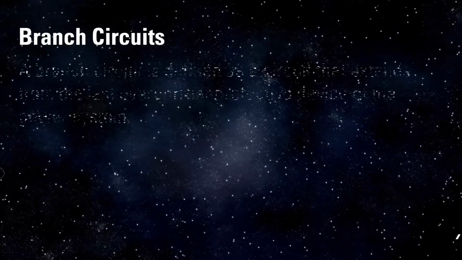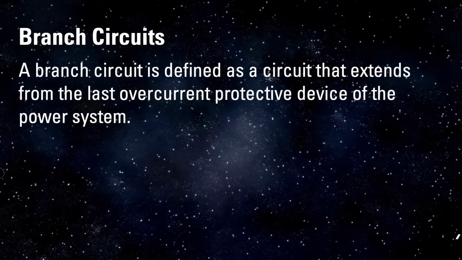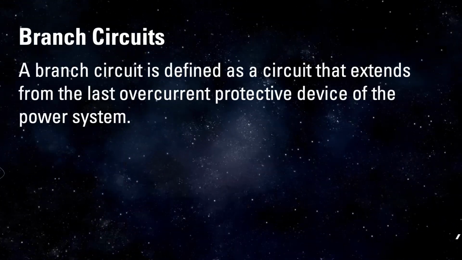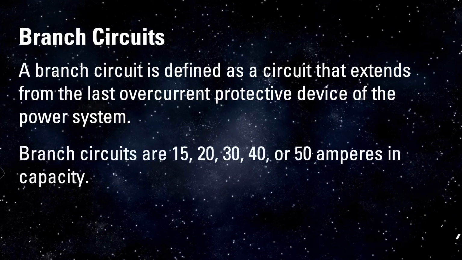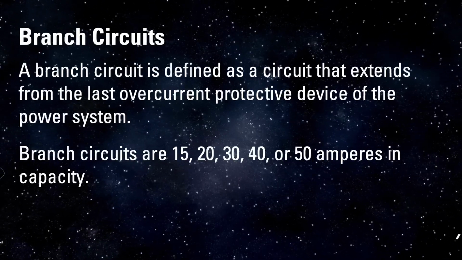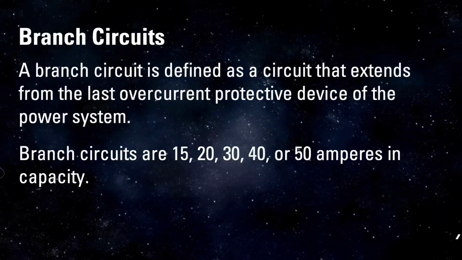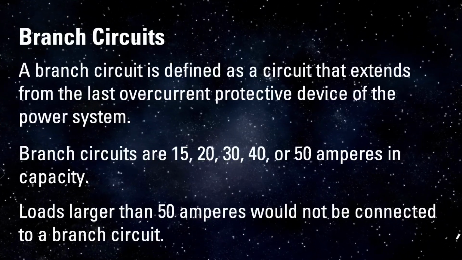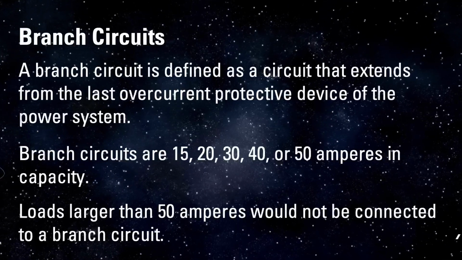Branch circuits. A branch circuit is defined as a circuit that extends from the last overcurrent protective device of the power system. Branch circuits are 15, 20, 30, 40, or 50 amperes in capacity. Loads larger than 50 amperes would not be connected to a branch circuit.